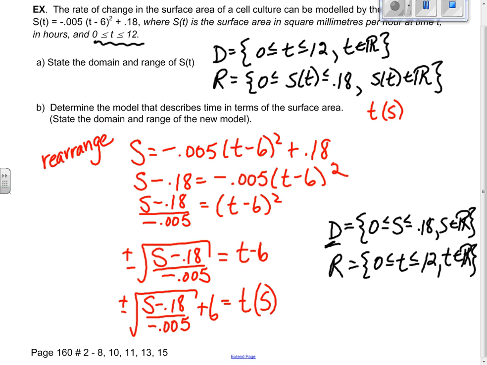Try page 160, numbers 2 to 8, 10, 11, 13, and 15. No course notes.